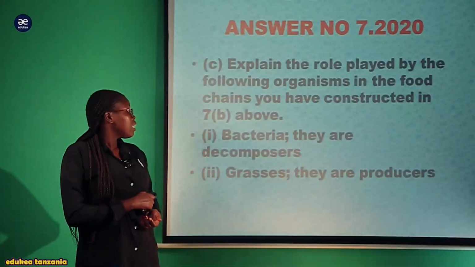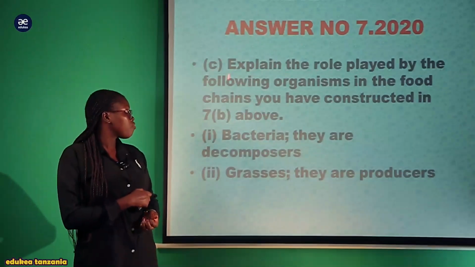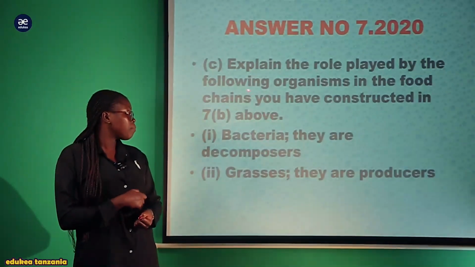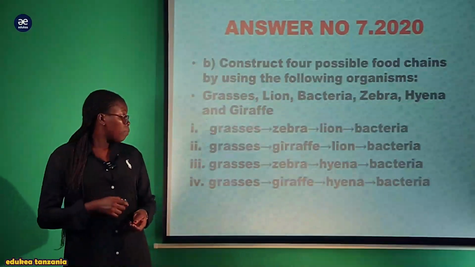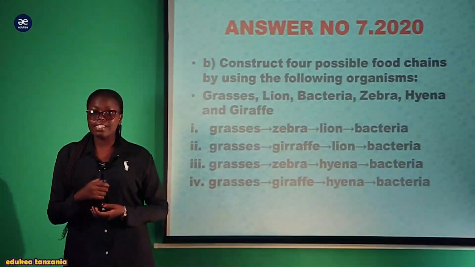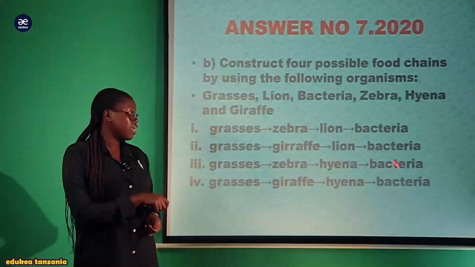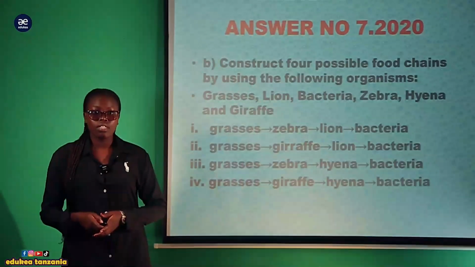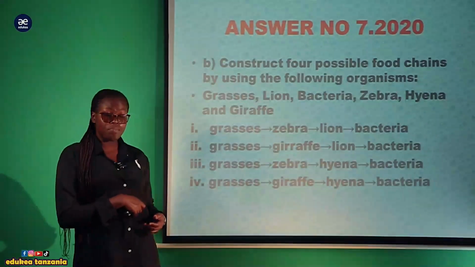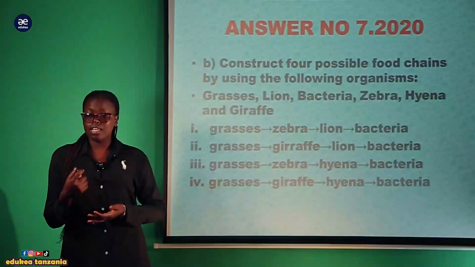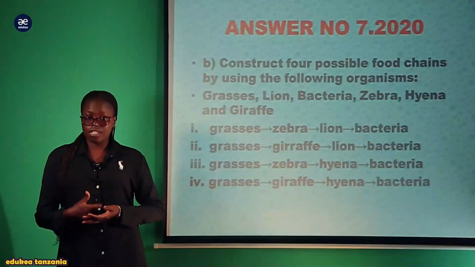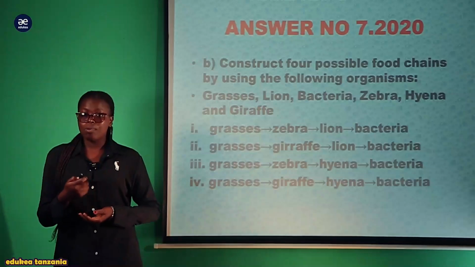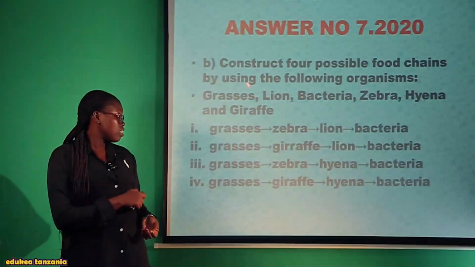So the last one, explain the role played by the following organisms in the food chain you have constructed in the 7 above. Tumepewa grasses, tuelezee kazi ya grasses pamoja na bacteria katika hii hapa food chain. Tunaona kwamba the grasses, these are the primary producers because these are the autotrophs. They are capable of manufacturing their own food through the process of photosynthesis or the use of sunlight to manufacture their own food.